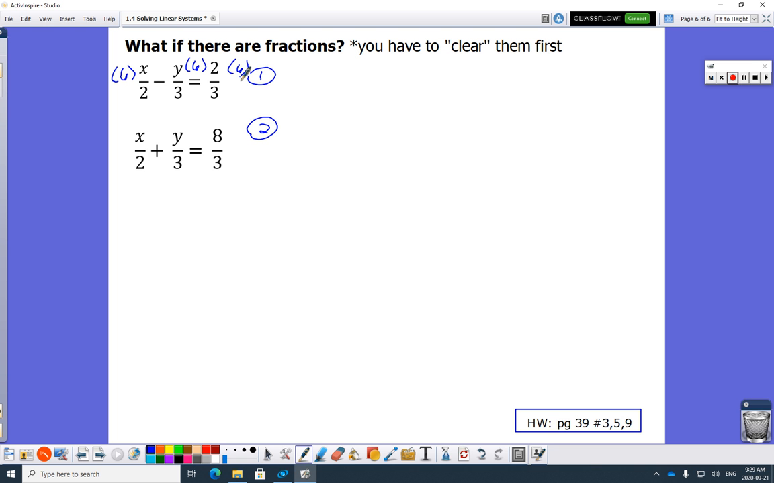Because the terms are subtract, and then the second one they're add, every single term has to be multiplied, right? You want to get rid of the denominator in every single one. So this is now 6 divided by 2, which is 3. 6 divided by 3, which is 2y. Then this one is 2 times 6, which is 12, divided by 3, which is 4.